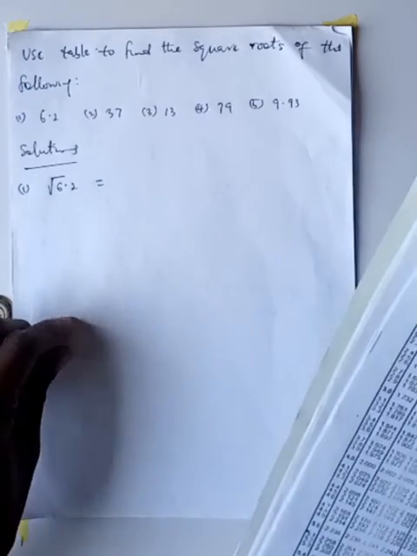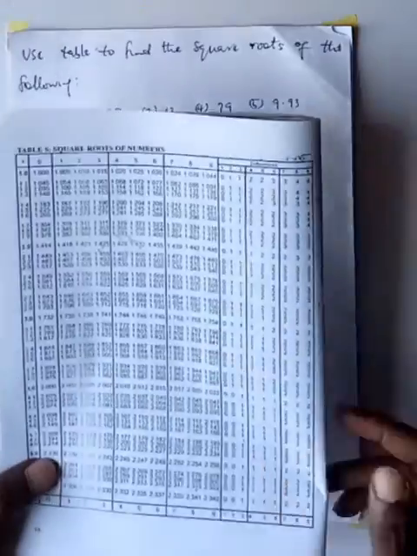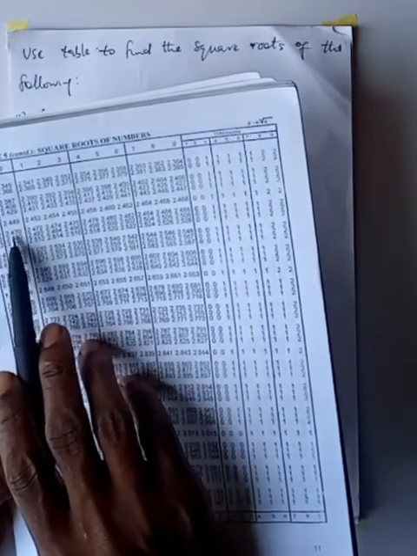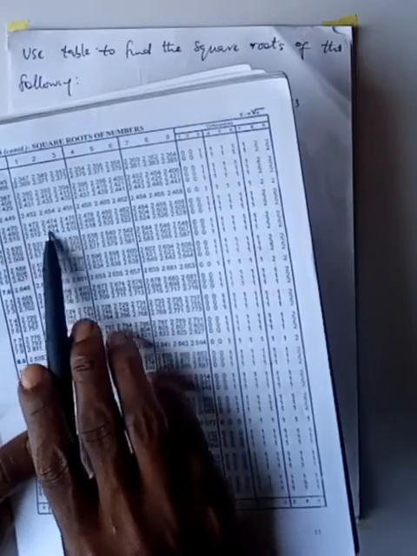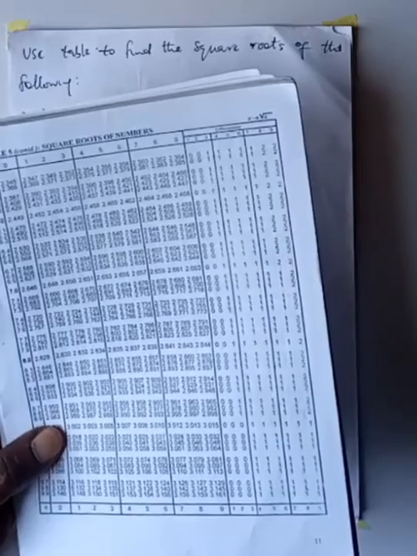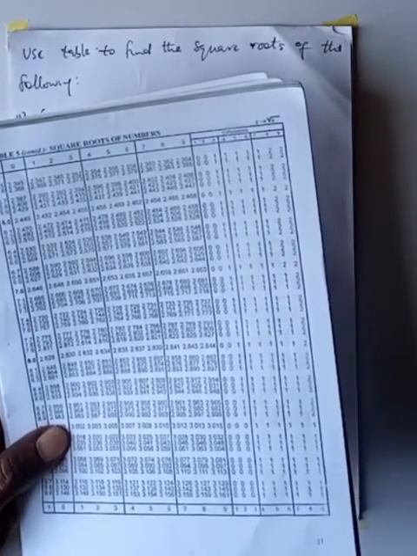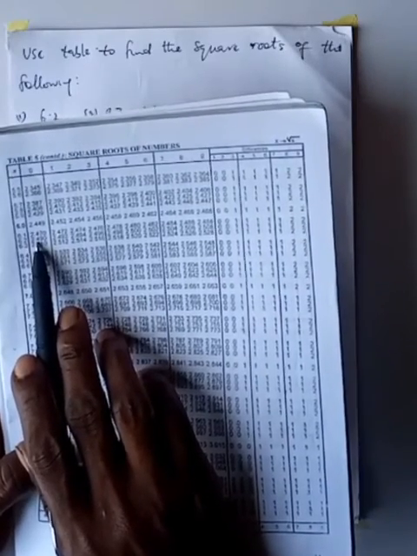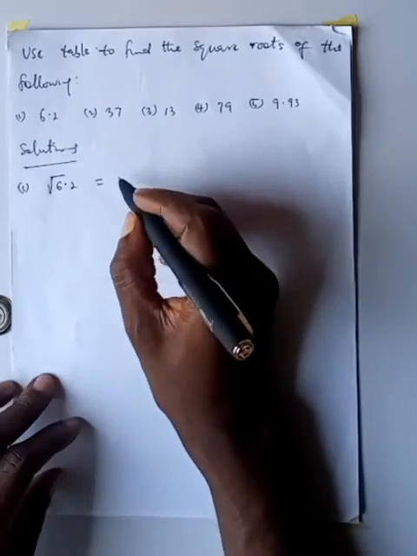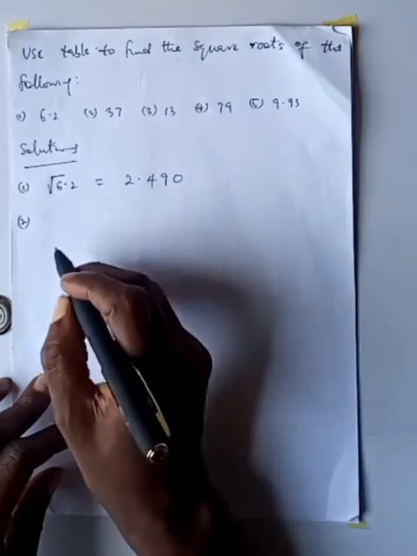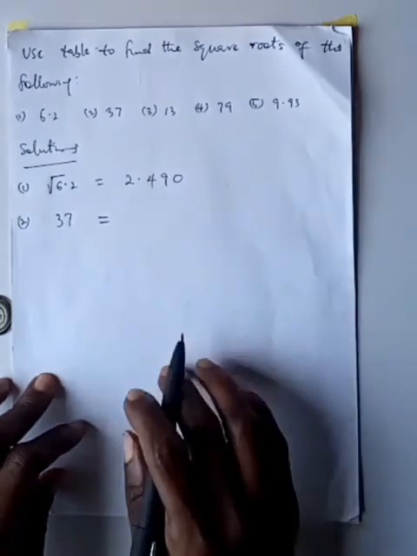6.2. Now I need to look up for 6.2. So by my table here, now I have my 6.2 here. Now, so that 6.2 is going to be looked for under, the number can be found under 1, 2, 3 up to 9. But in this case, since it is purely 6.2 we are going to assume it is under 0. So that's going to be 6.2 under 0. And the value that gives is 2.490. So square root of 6.2 is 2.490.